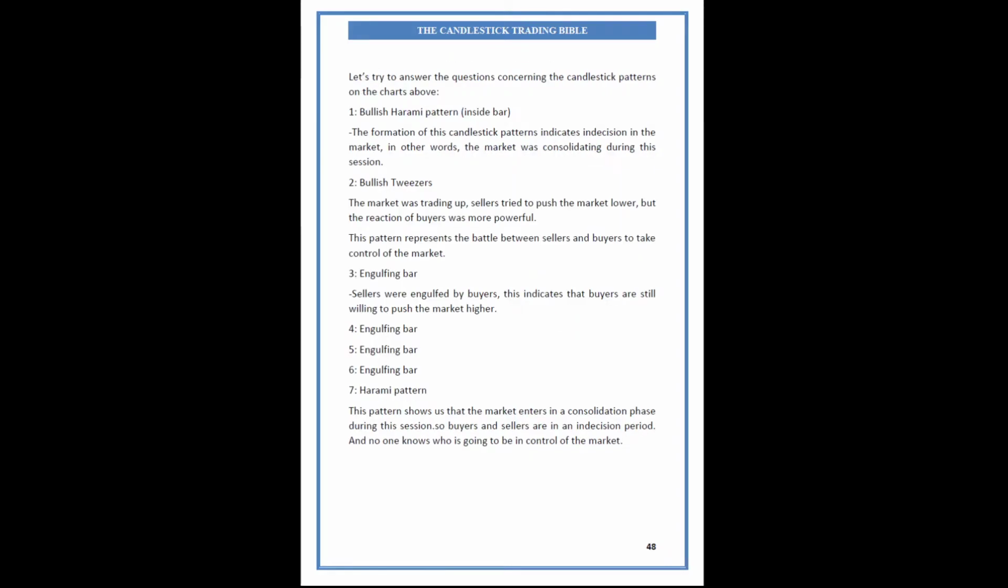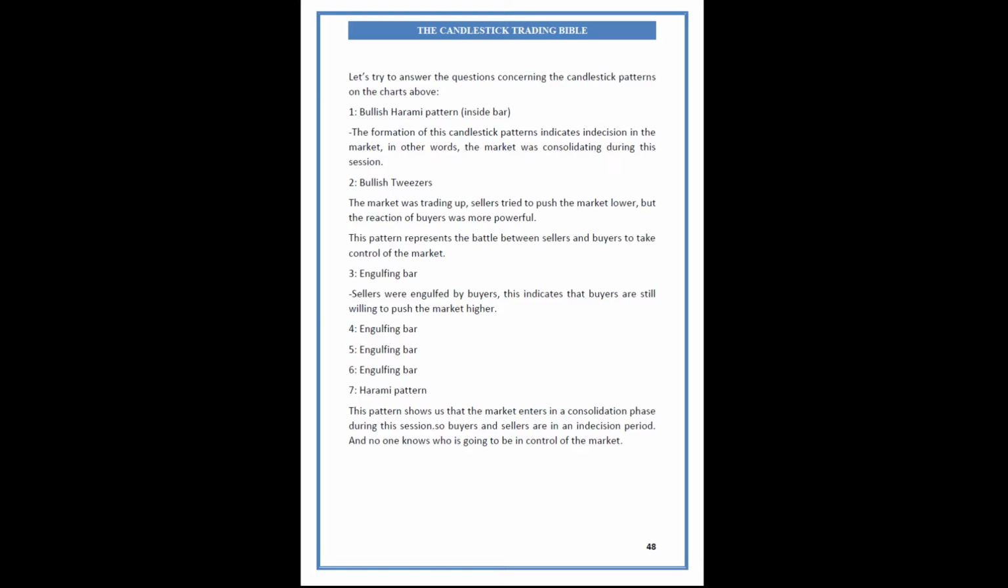So let's try to answer the questions concerning the candlestick patterns on the charts above. Number 1 is a bullish harami pattern inside bar. The formation of this candle pattern indicates indecision in the market. In other words, the market was consolidating during the session. Number 2 is a bullish tweezer. The market was trading up, sellers tried to push the market lower, but the reaction of buyers was more powerful. This pattern represents the battle between sellers and buyers to take control of the market.